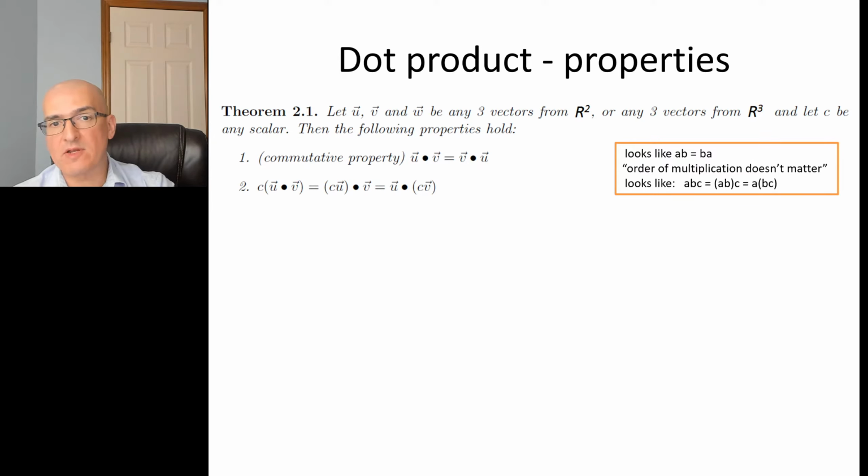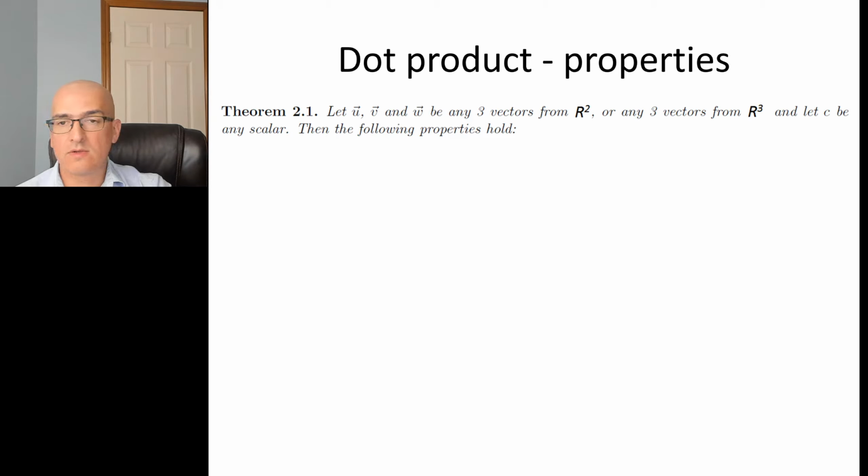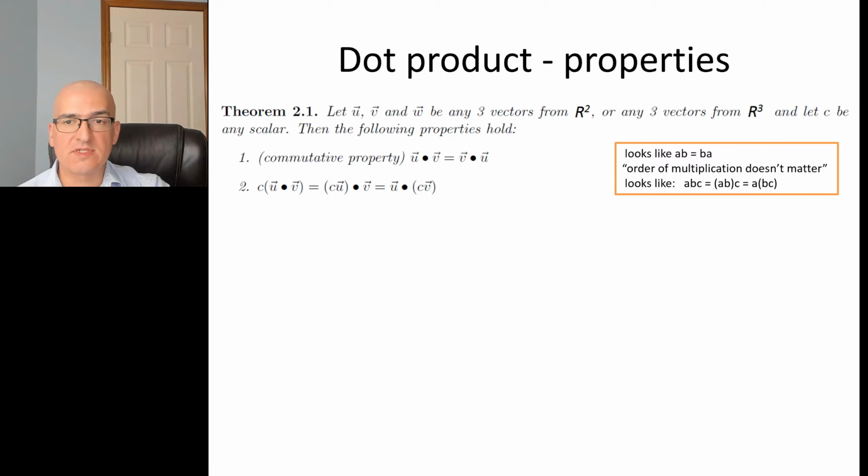You can do an experiment if you want. Go back and redo the examples we just did. Interchange the order of the dot product to interchange the order of those multiplications. So instead of 1 times 4, you have 4 times 1. Still 4. And instead of 3 times 1, you have 1 times 3. Still 3. And instead of negative 2 times 1, you have 1 times negative 2. It's still negative 2. So that property should not come as a surprise.